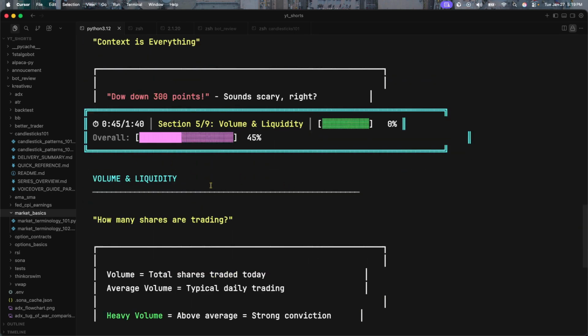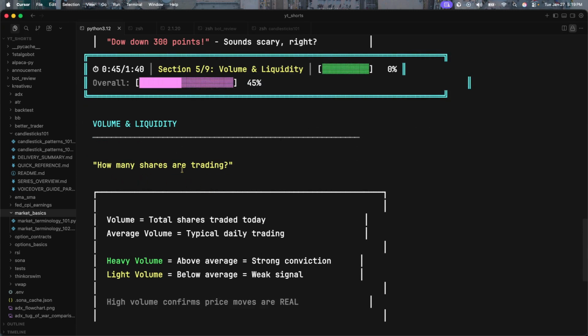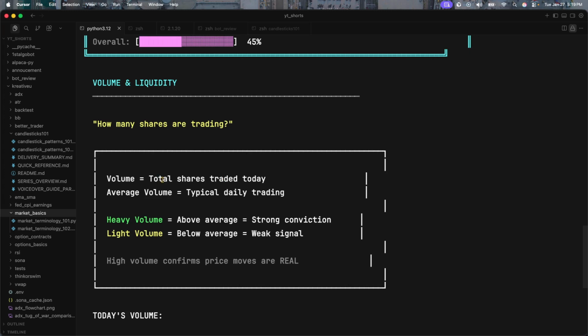All right, volume and liquidity. So how many shares are trading? Volume equals the total shares traded today. Average volume is going to equal your typical daily trading.